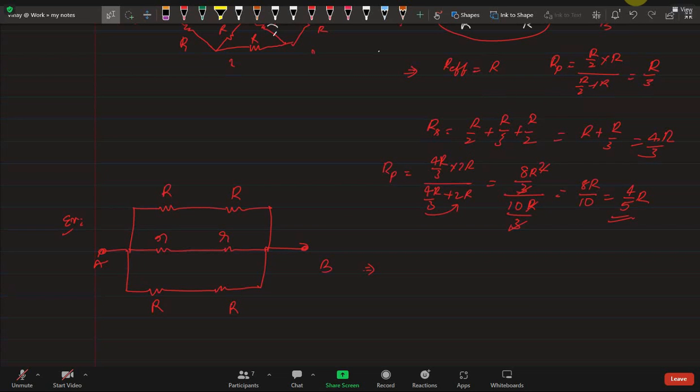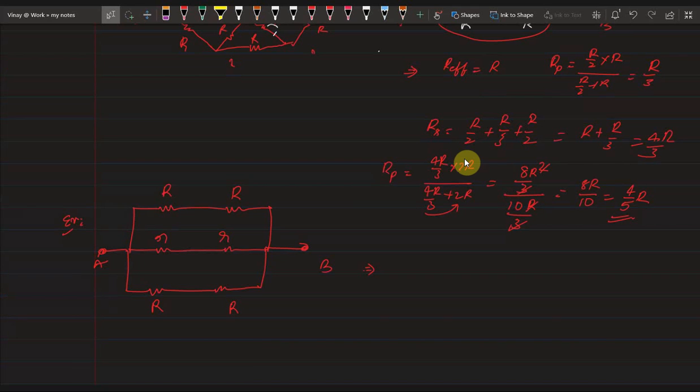If you observe the circuit, the upper part and lower part are the same, right? Then you can fold this one easily. Now if you fold this one, this resistor is going to touch this. Then you can modify the circuit like this.